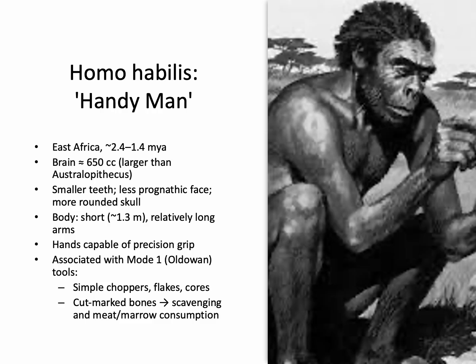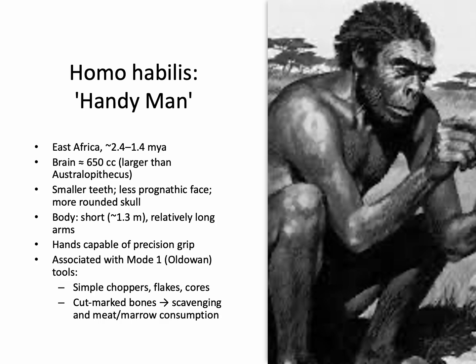The earliest widely recognized species in this genus is Homo habilis, whose name means handyman. Habilis lived in East Africa, roughly between 2.4 and 1.4 million years ago. And it overlaps with both Australopithecines and robust forms like Paranthropus. Compared to Australopithecus, Habilis shows several important shifts.